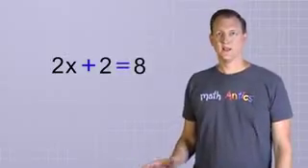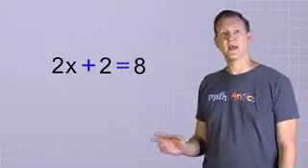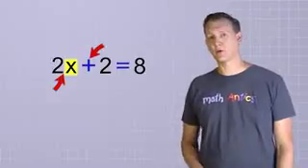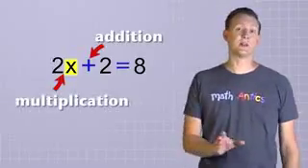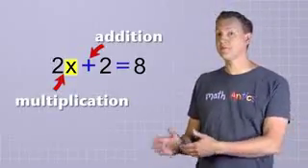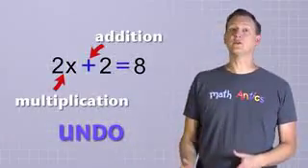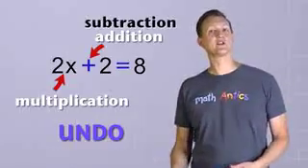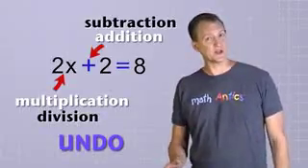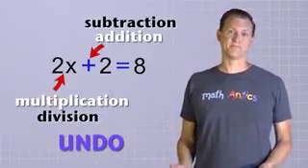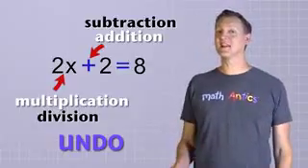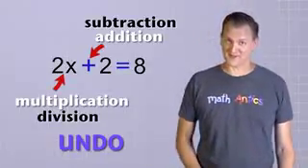So, to see how it works, let's start by solving a very simple two-step equation. 2x plus 2 equals 8. In this equation, the unknown value, x, is involved in two different operations, addition and multiplication, which is implied between the first 2 and the x. And to undo those two operations, we need to use their inverse operations, subtraction and division. But the question is, which one should we do first? Like many things in life, the order we decide to do things in can make a big difference.